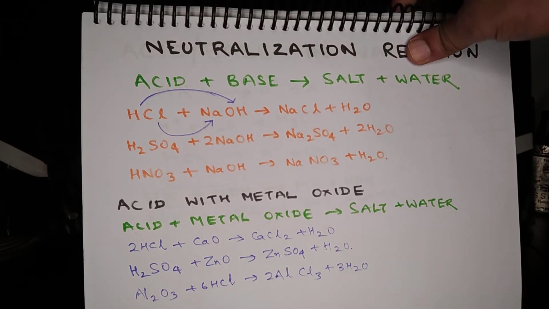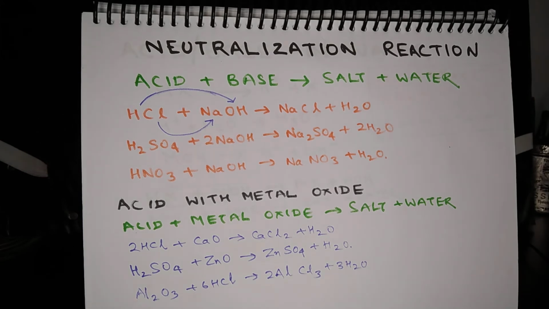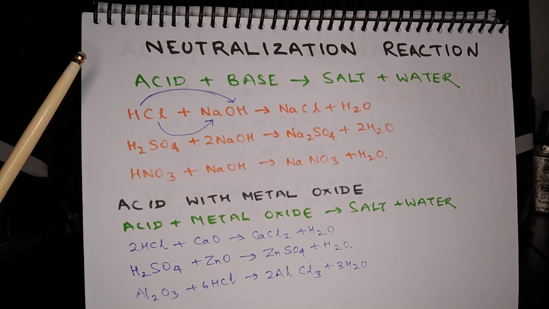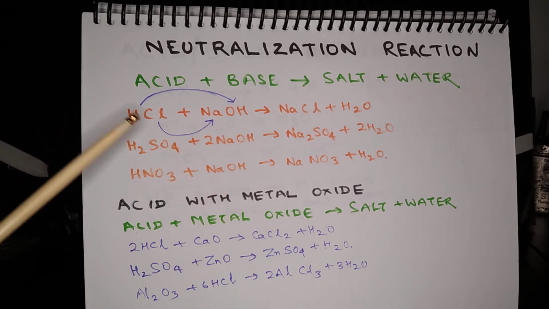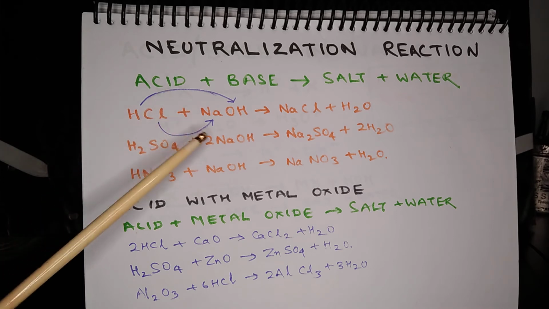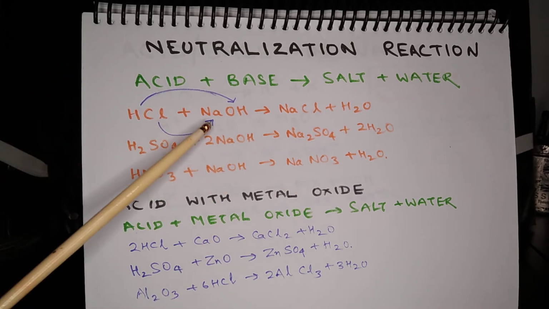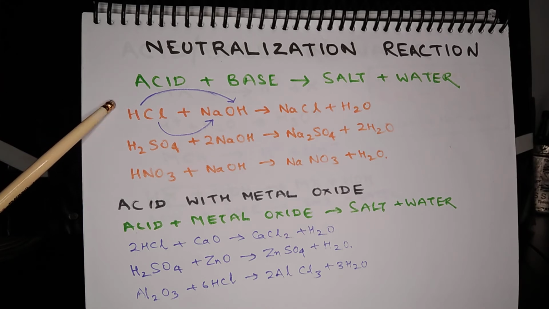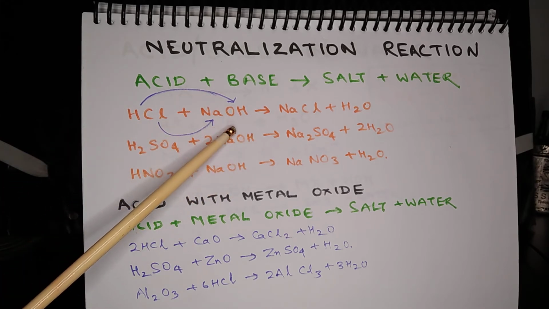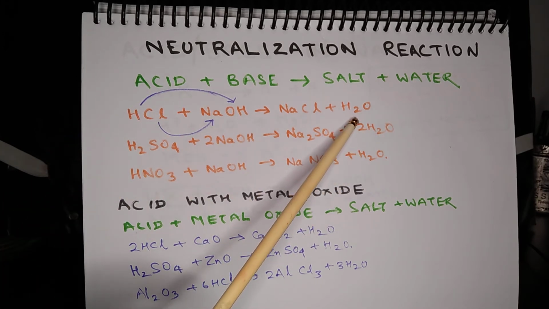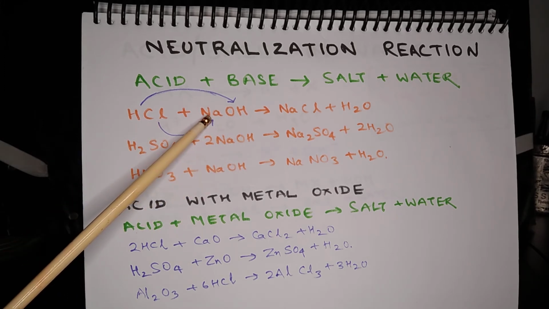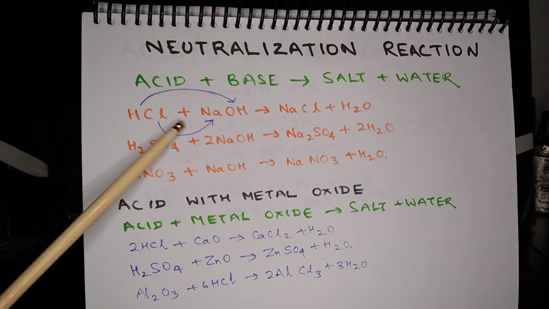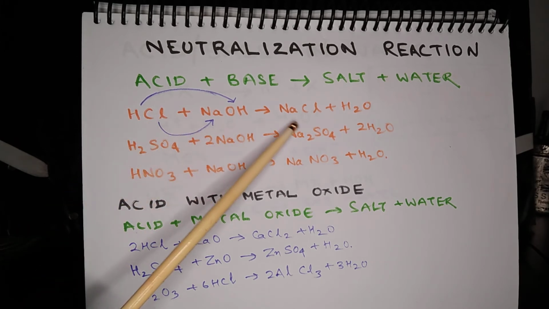Neutralization reaction, that is the reaction between acid and a base. When an acid reacts with a base, both of them neutralize each other, and in the process salt and water are formed. Let us take one example, the reaction between HCl, hydrochloric acid, and sodium hydroxide. This is an acid and this is a base. The H+ ion from the acid and OH- ion from the base combine to form water, and the negative ion from the acid and positive ion from the base combine to give a salt. So sodium ion combines with chloride ion to give sodium chloride.